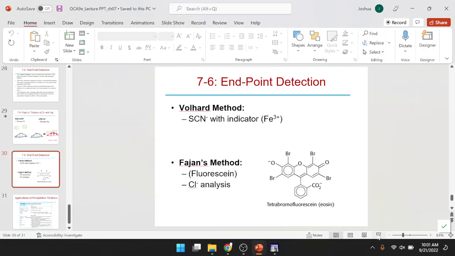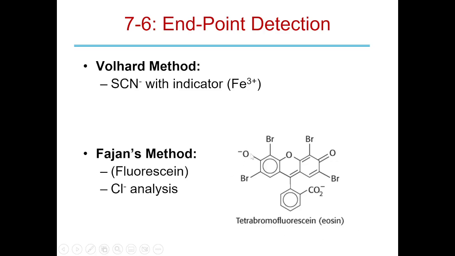All right, let's finish up two slides on here. Okay, so remember your endpoint detections. This always needs to be understood every time you use an indicator, no matter what it is. So the Volhard method, the thiocyanate will be the indicator along with Fe3+. So the thiocyanate indicates with the Fe3+. You need excess Fe3+, you need excess thiocyanate, right? That will give you an indication.